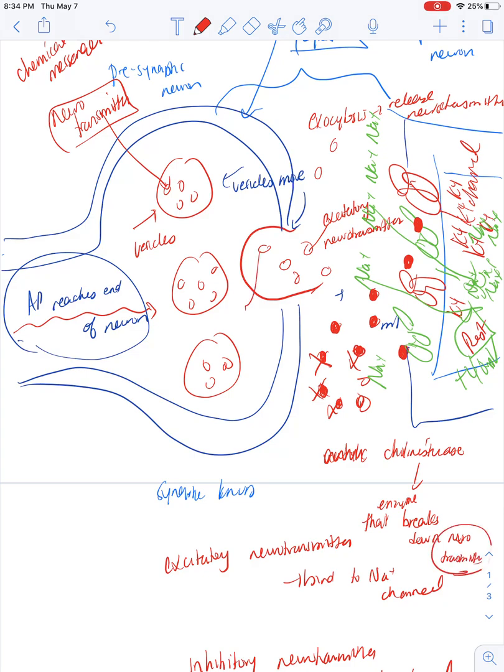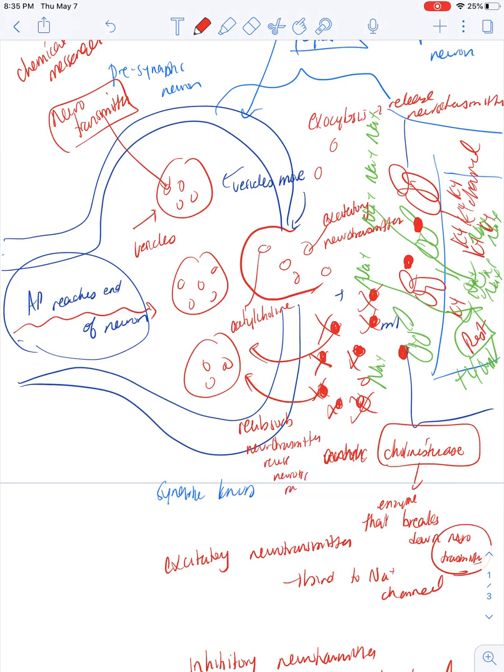Okay, and let's say the excitatory neurotransmitter is called acetylcholine. Well, cholinesterase will break down the acetylcholine, that excitatory neurotransmitter. It's breaking it down. And then sometimes you actually reabsorb it. You reabsorb the neurotransmitter and you can actually reuse it. You're going to reuse the neurotransmitter.